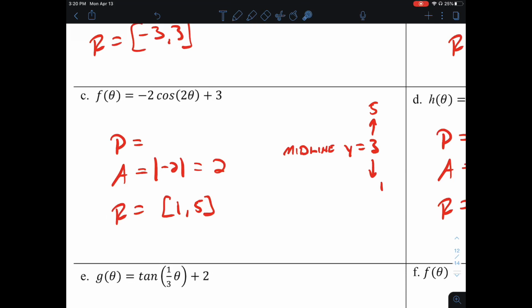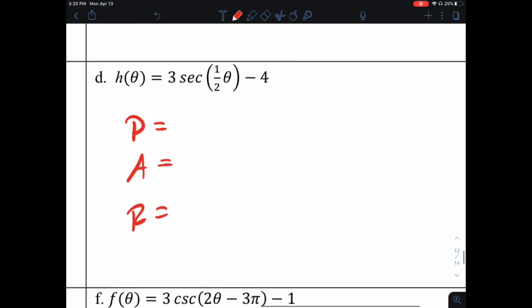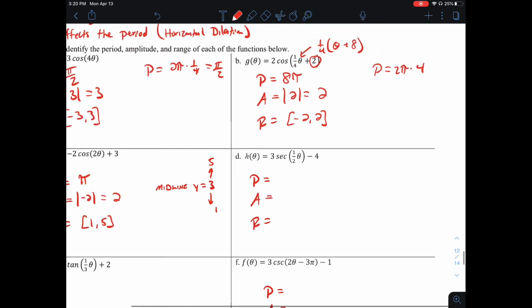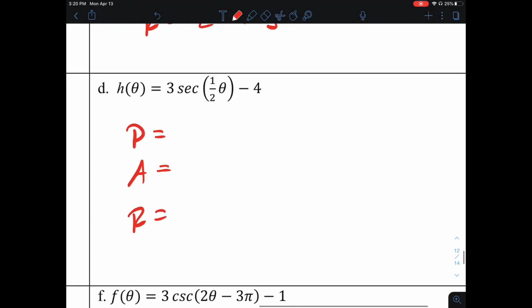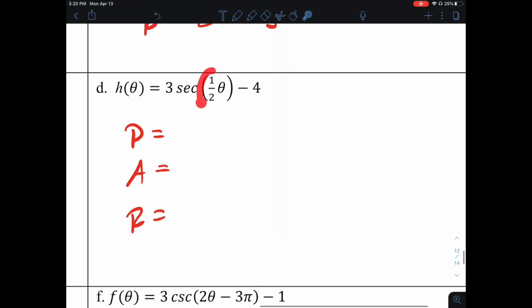The period for this 2 is a dilation horizontally by 1/2. So instead of the period being 2 pi, you cut it in half and you get pi. H, the period for this is 2 pi. This 1/2 means that you dilate it horizontally by 2, so we double the period. It's going to be 4 pi.